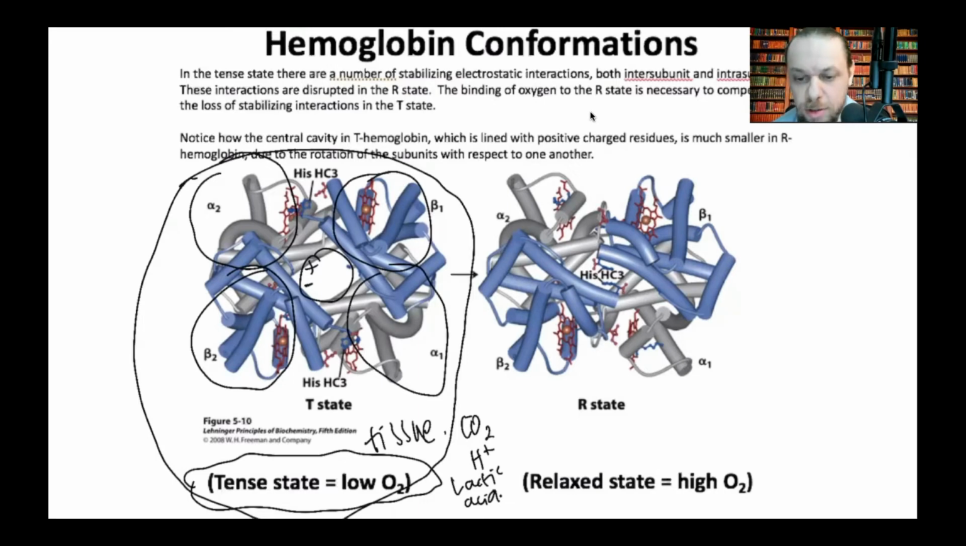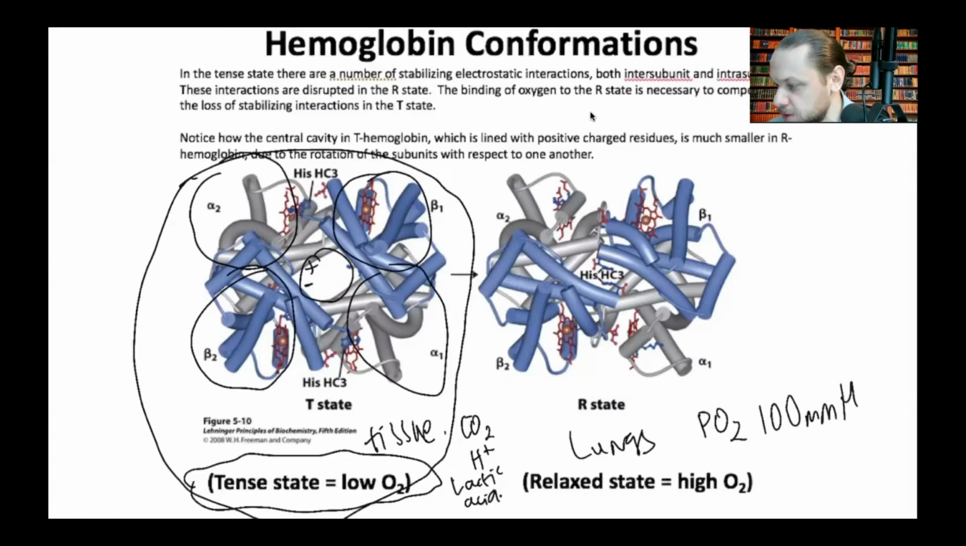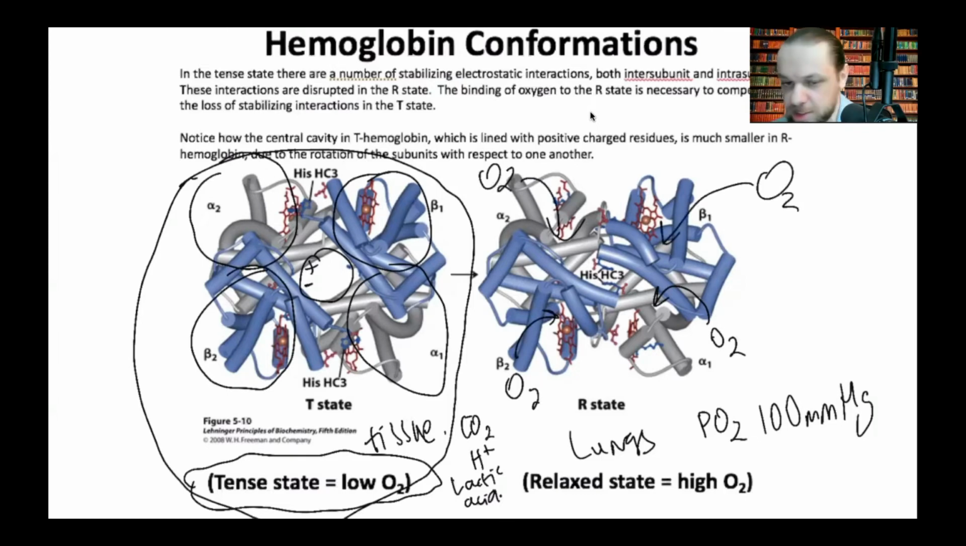On the other hand, in your lungs, where oxygen PO2 is about 100 millimeters of mercury, as one oxygen binds to the heme group, there is something known as cooperativity, which means they cooperate together. As one O2 binds, it makes the second one bind easier, and the second one allows the third one to bind easier, and then the fourth one binds very easily. So in the lungs, it switches conformation, and this happens specifically with the histidine amino acids. I'll show you another diagram of how it works.